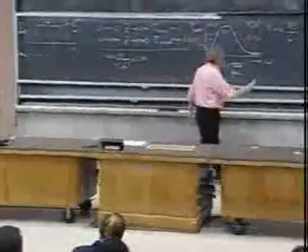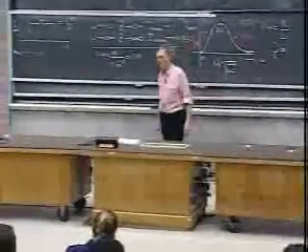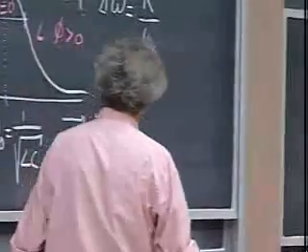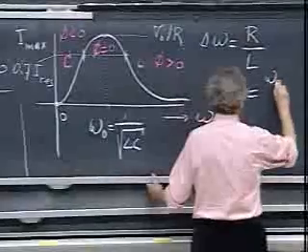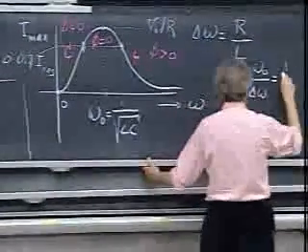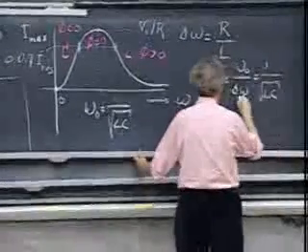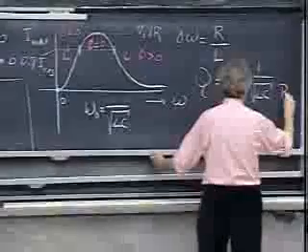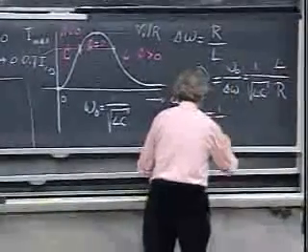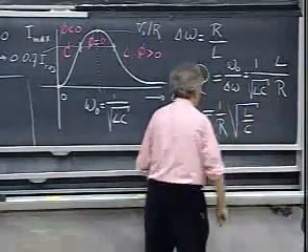We define Q not as charge, don't ever confuse that with charge. We call it the quality of the resonance. And the quality is defined as omega 0 divided by delta omega. Now, omega 0 itself is 1 over the square root of LC, and delta omega is R divided by L. And so that makes the quality 1 over R times the square root of L over C.